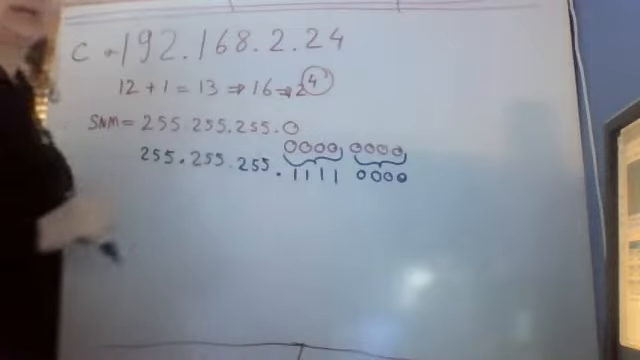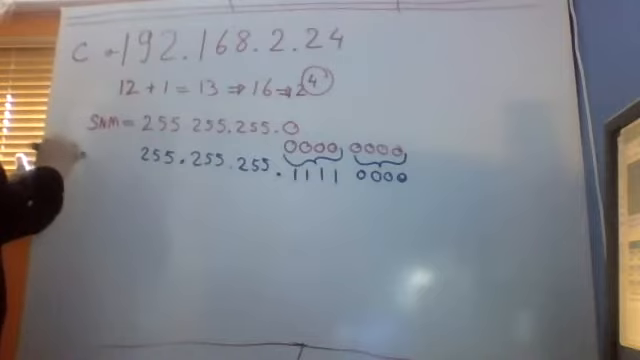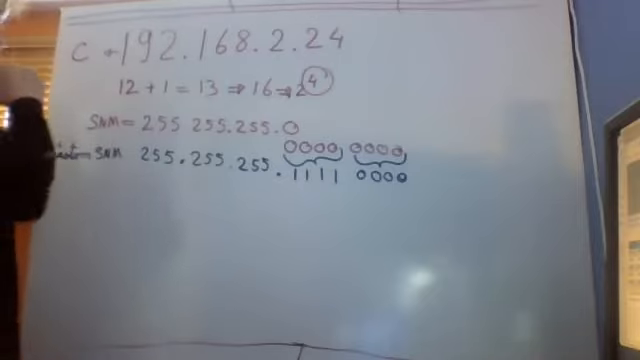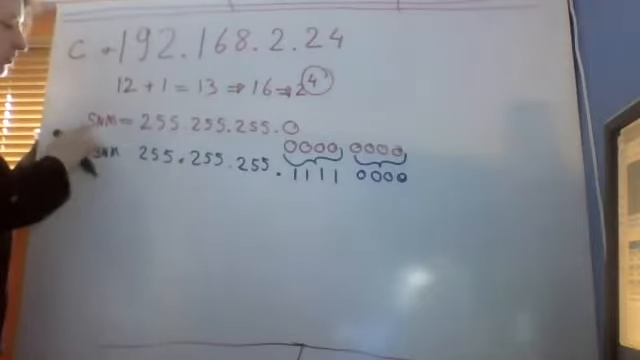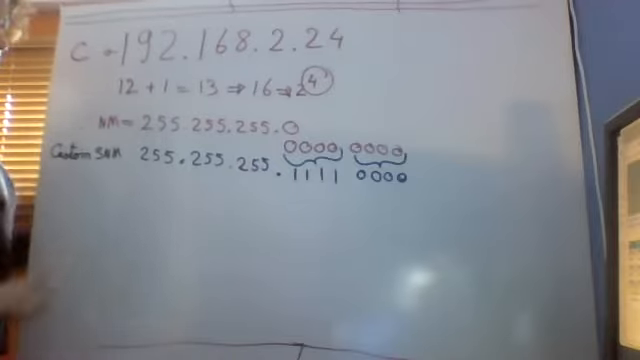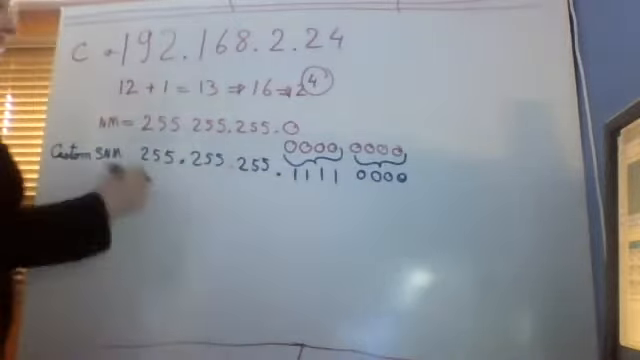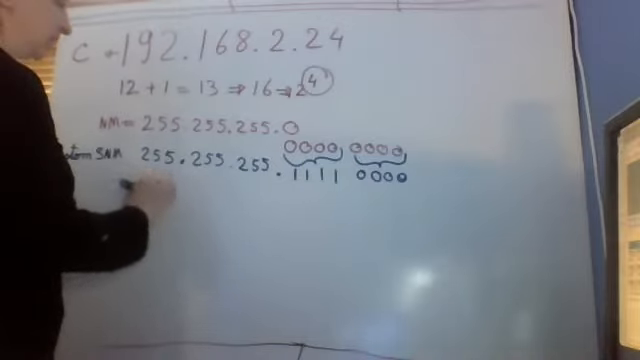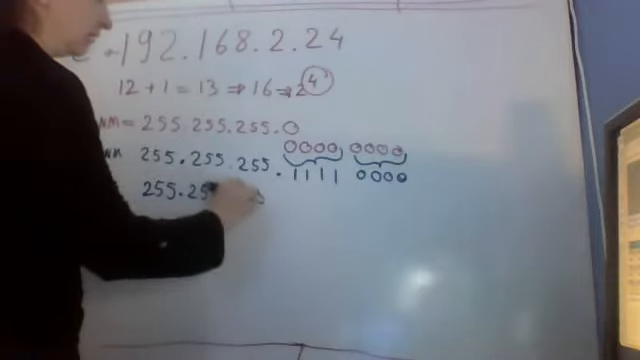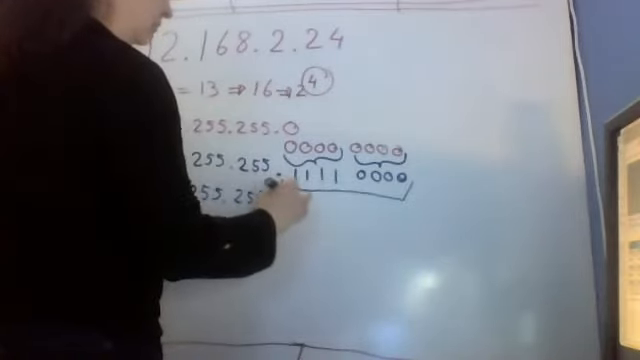So this now becomes our new custom subnet mask. Actually, this wasn't the subnet mask, this was just the network mask, right? And this is our custom subnet mask. And if we want to turn this back into decimal, then we get 255.255.255. And if we convert this whole number, we get .240.